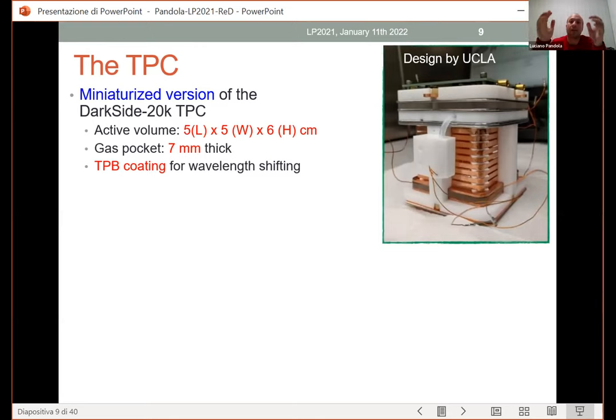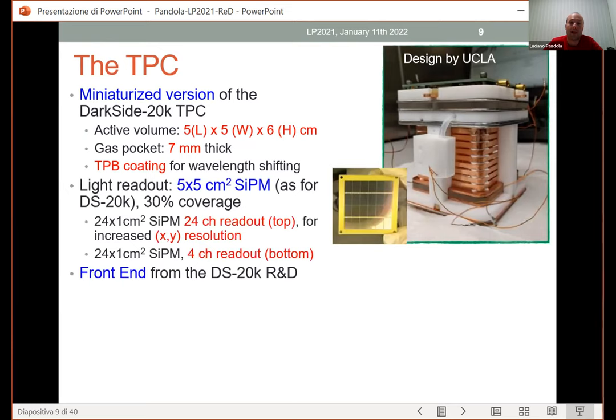So there is a miniature. It's a small TPC, about 5x5x6 centimeters. It's a miniaturized version of the TPC being developed for DarkSide-20k, and the gas pocket is 7 millimeters thick. As in the DarkSide TPC, it's read out by silicon photomultipliers. There are two types of silicon photomultiplier tiles, on the top and on the bottom of the TPC, made of 24 devices. They are read out individually on the top in order to improve the XY resolution, and in groups of six in the bottom tile.